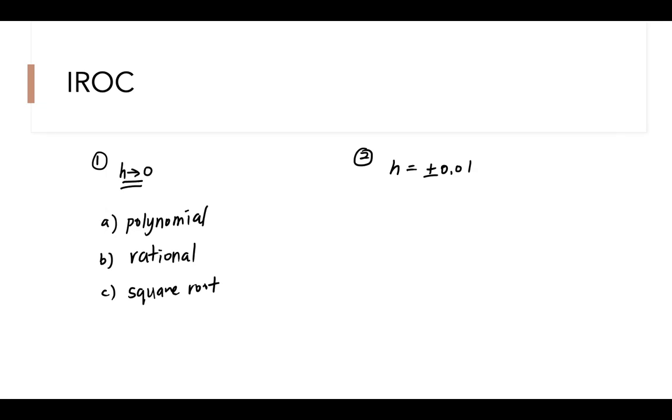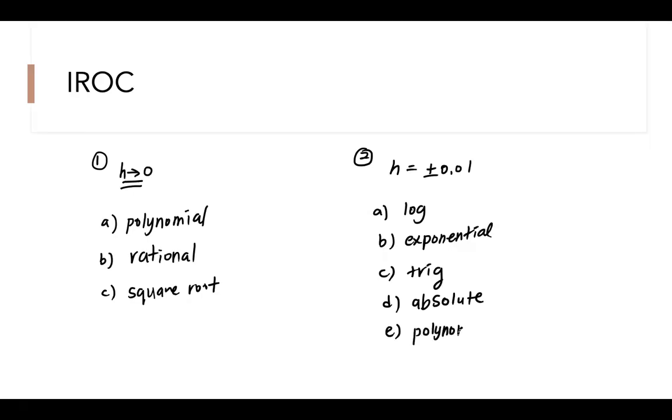Now, on the other hand, if you come across any logarithm function, exponential, trigonometry, absolute function, or it could be polynomial, but if the coefficient is irrational, then I would recommend you to let h equal 0.01. Okay.